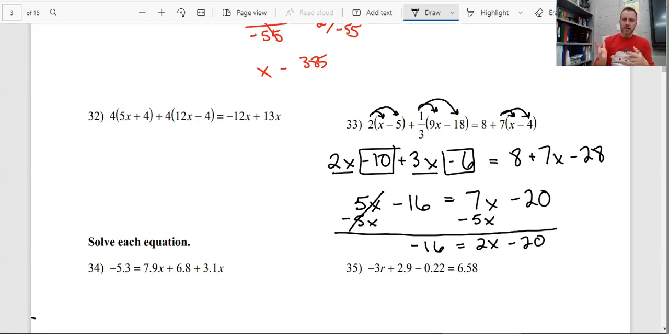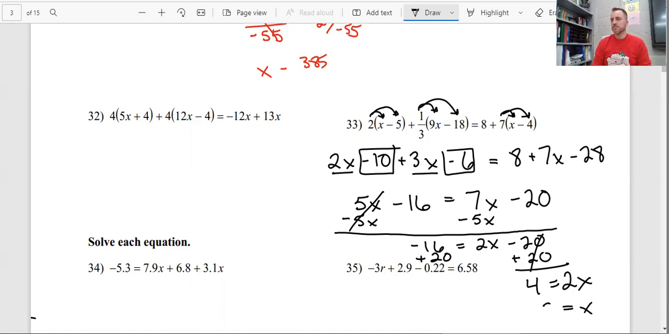So after you simplify, you want to get all the variables to the same side, and then you want to start solving for x. So you do inverse operations and add 20 to both sides. -16 plus 20 is 4 equals 2x. These cancel out. Divide both sides by 2 and you get x equals 2. So the thing we should be able to plug in there and come out with a true statement is a 2 for that x.